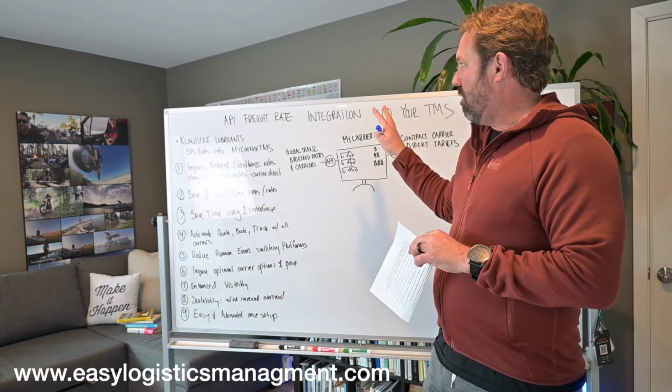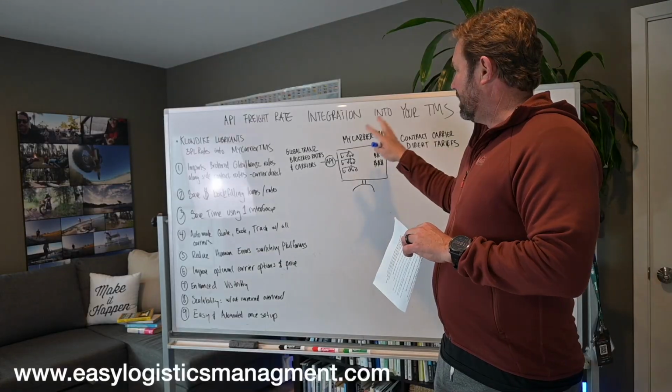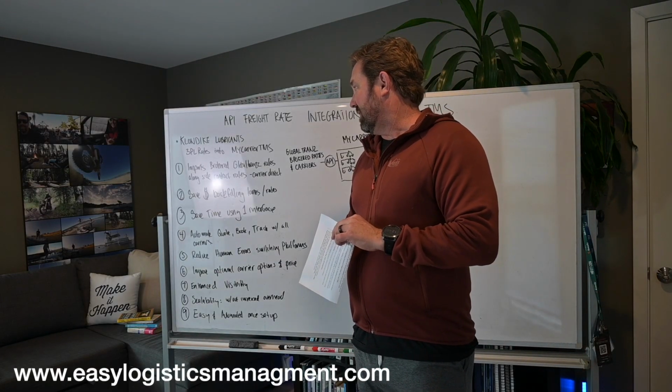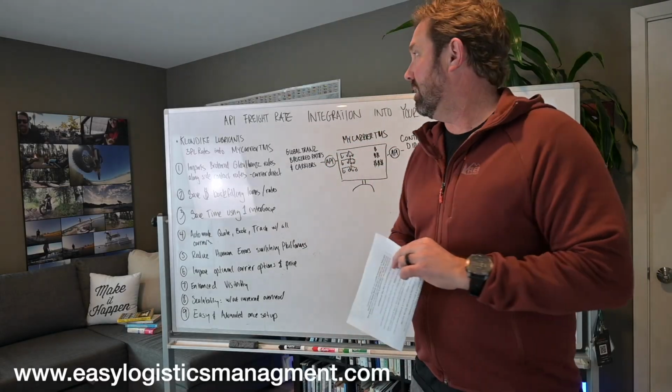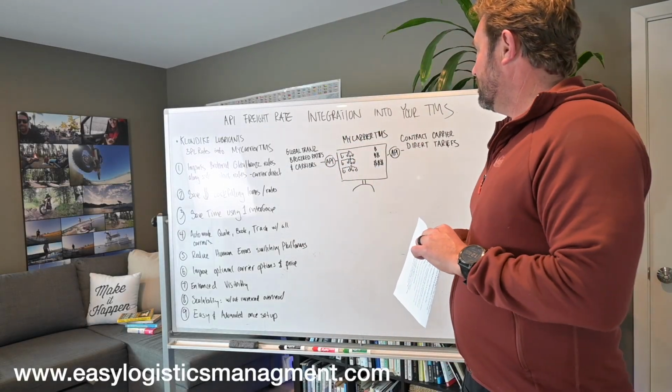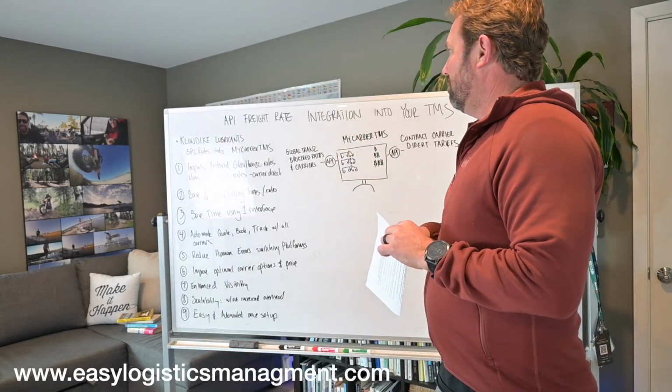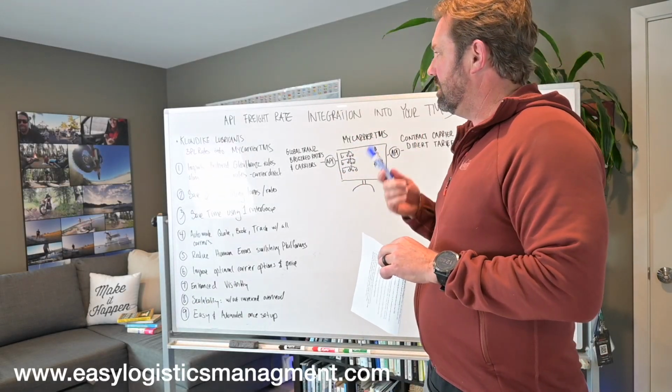So I wanted to kind of walk through what that looks like and what the cost savings, efficiencies, and optimization is for an API freight rate integration into your own TMS, and why you might want to consider doing something like that. The client we were talking about is Klondike Lubricants.